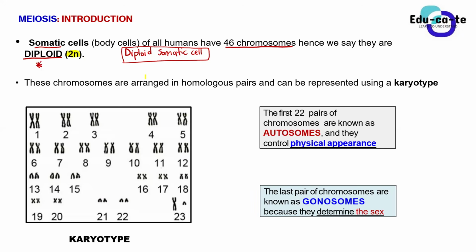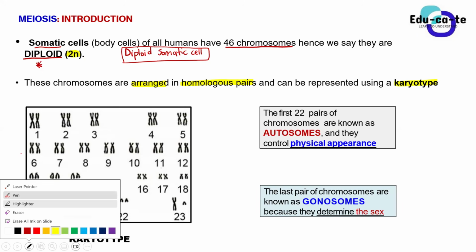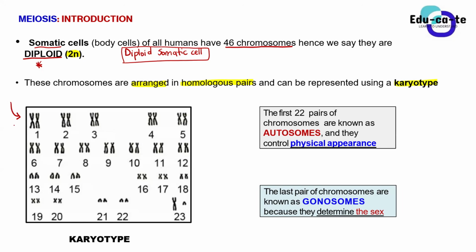Now, since we have 46 chromosomes in the body cell of a human being, these chromosomes can be arranged in homologous pairs, and they can be represented using a diagram that is known as a karyotype. So the diagram that you are seeing here is known as a what? As a karyotype. Do you guys get me?